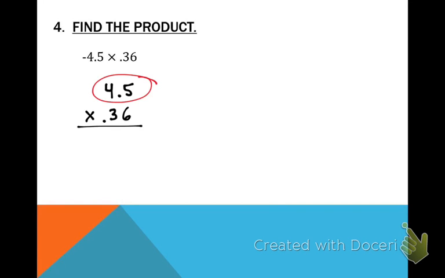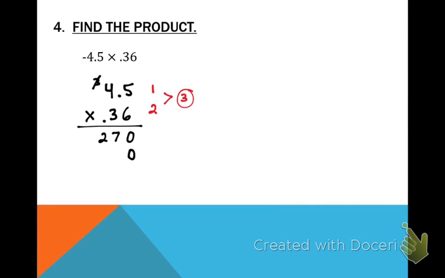On 4.5, how many numbers are behind or to the right of the decimal point? One. How about on 0.36? There are two numbers. So remember, we talked about this on Friday. Add those two together, 1 plus 2. How many numbers do I need to move over? 3 numbers total, okay? So a lot of you, I think that's where you just made your mistake. Let's do this together and see what we get. Guys, what's 5 times 6? 30, 0 on bottom, 3 on top. 4 times 6? 24. Plus 3? 27, okay? We're done with that 3.